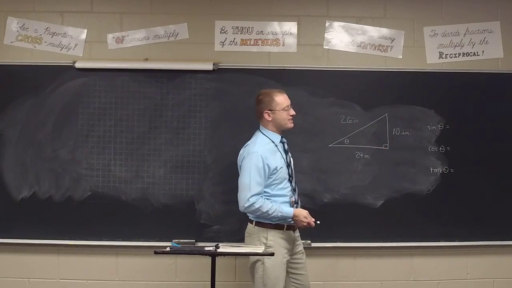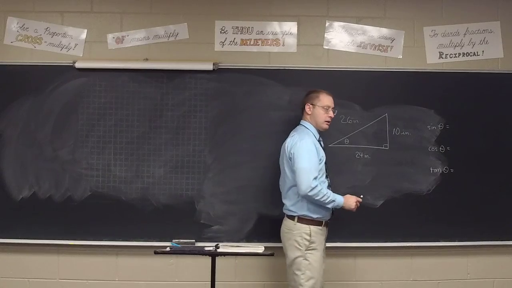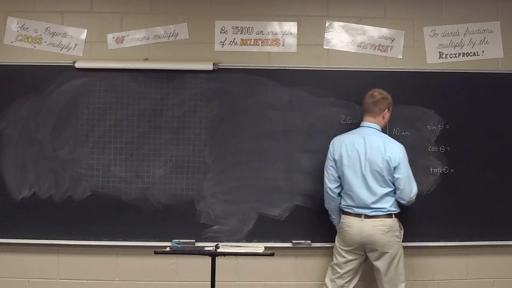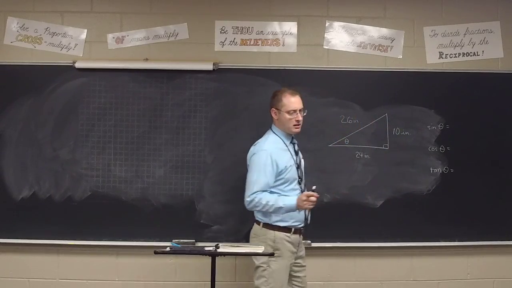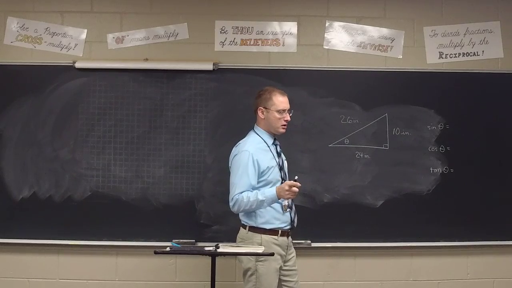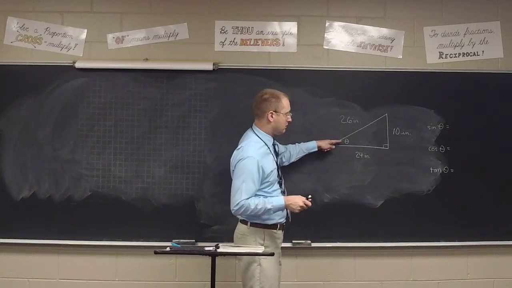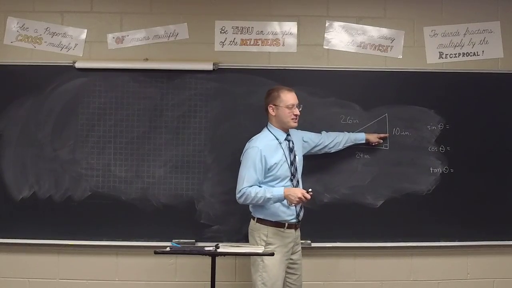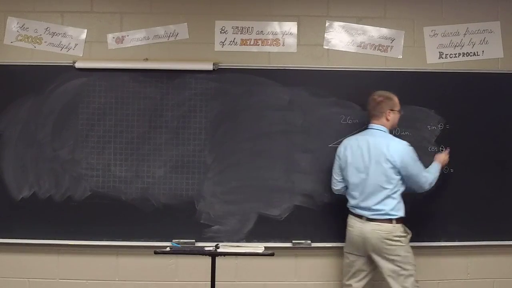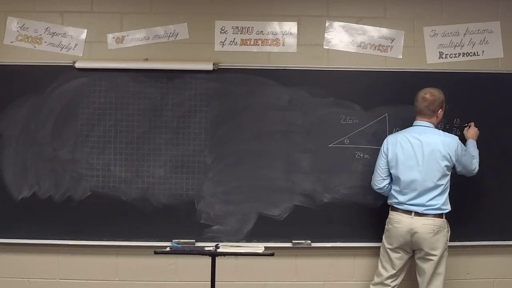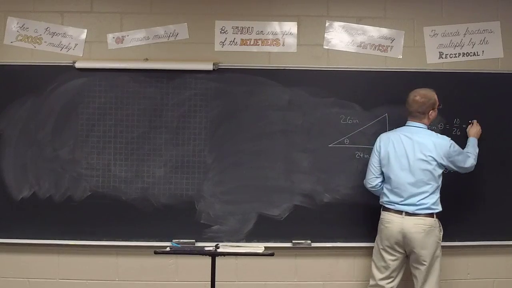So what do we get for the sine of theta? 12 to 13. Well, what does sine mean? Sine's what over what? Opposite over hypotenuse. All right, so for theta, what's the opposite? 10. 10 over hypotenuse, 26. I should have gotten 10 to 26. Again, inches cancel, which reduces to 5 to 13.